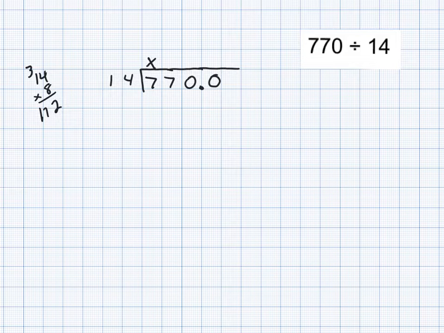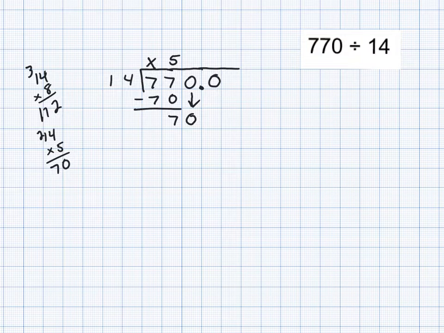Let's try 14 times 5. 5 times 4 is 20. 5 times 1 plus 2 is 7, so 70. So that's more like it. 14 times 5. So we're going to say 14 goes into 77 5 times for a total of 70. Now we subtract. 7 minus 0 is 7. We bring down this 0.